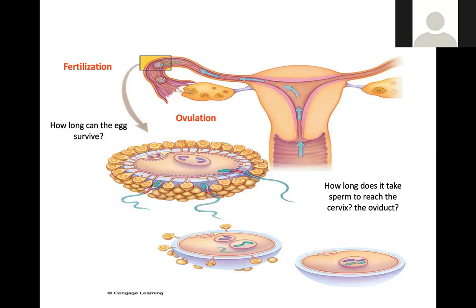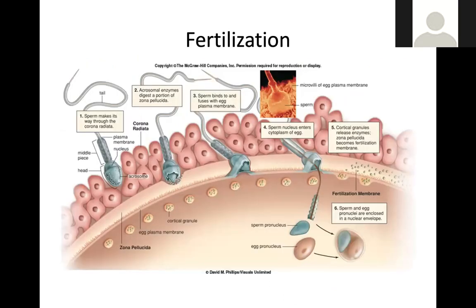We'll talk about that in a little bit. It says, how long does it take the sperm to reach the cervix and the oviduct? It can take, like it says, 4 to 6 days, which is good because the sperm can last that long.